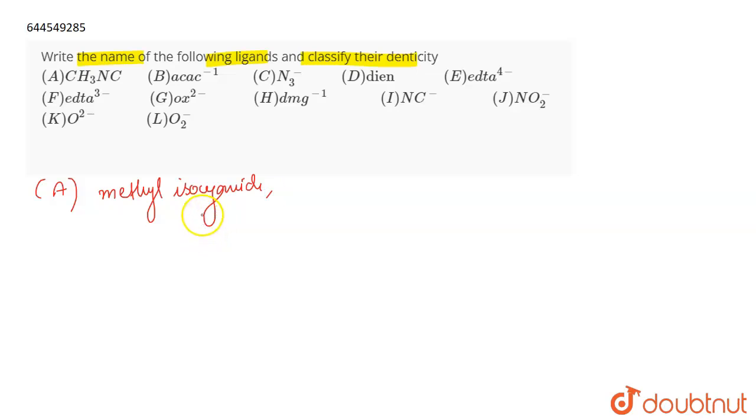And if you talk about the denticity of this ligand, then it is a monodentate ligand, right? This is a monodentate ligand because it donates through one site only, through one atom only. So it is a monodentate ligand, right?